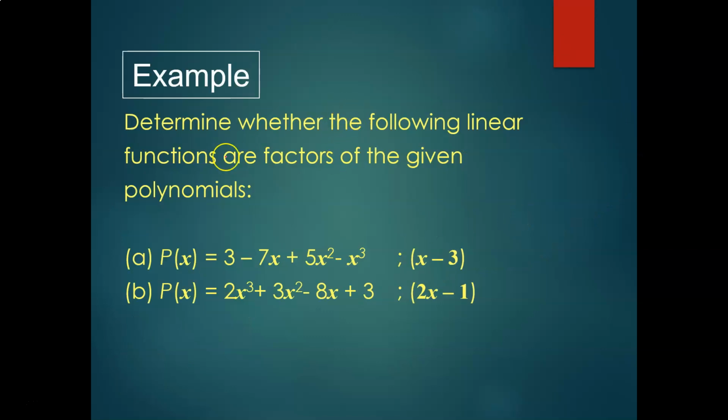Determine whether the following linear functions are factors of the given polynomial. So, for a and b, you have these linear functions, x minus 3 and 2x minus 1. You want to determine whether this x minus 3 is a factor of this polynomial or not. So, how do we determine this one? We're going to rearrange this one. So, you have x minus 3, it becomes x equal to 3, right?